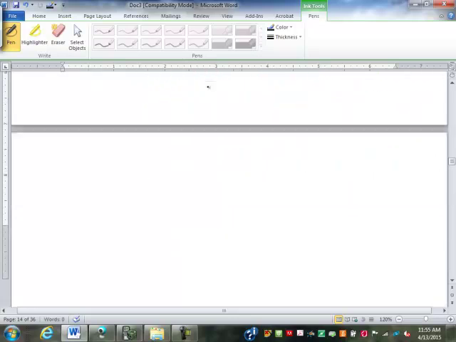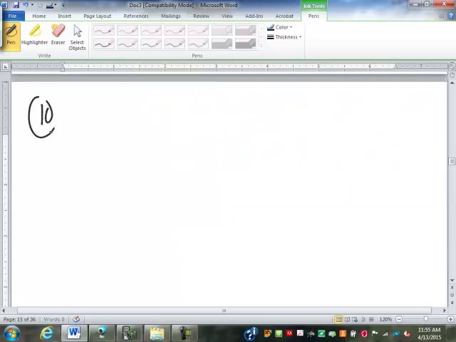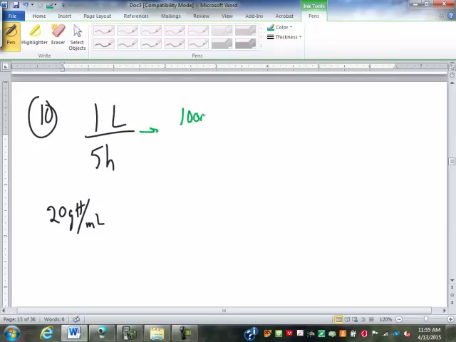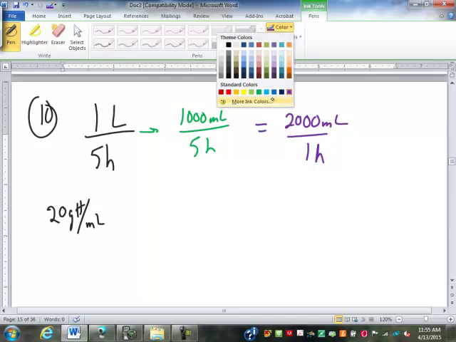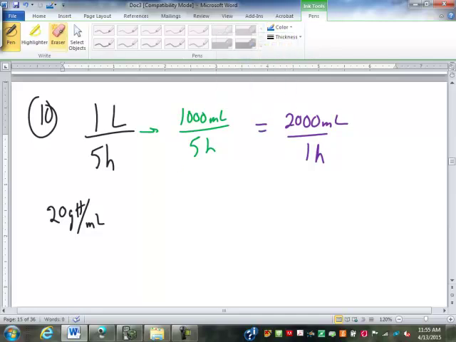Number 10, similar problem. 1 liter to be infused over 5 hours. Drop factor of 20 drops per milliliter. First thing I'm going to do is change this 1 liter, which I know is 1,000 milliliters, over 5 hours. Now I'm going to divide that out. 1,000 divided by 5 is 200 milliliters per 1 hour. Or, sorry, not 2,000. Get rid of the 0. There we go. 200 milliliters per hour.